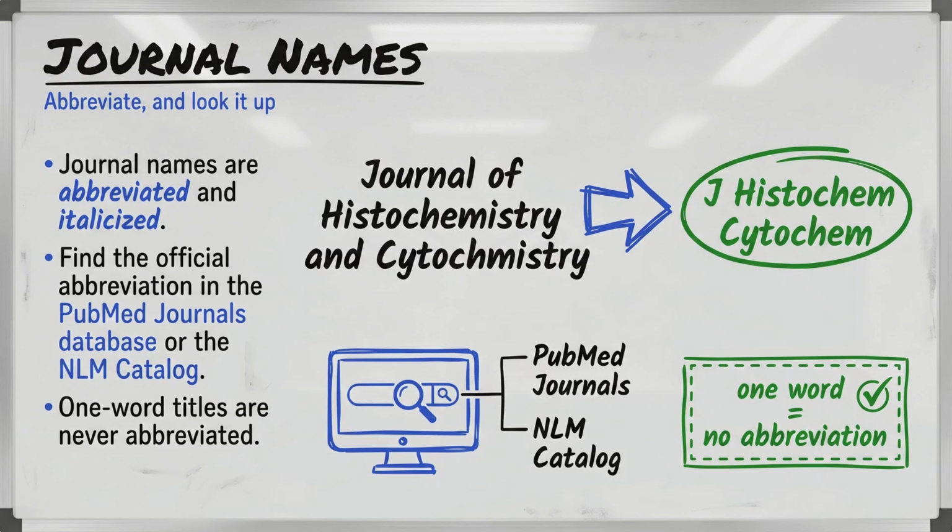Journal names are always abbreviated and always italicized. You do not have to guess the abbreviation, and you should not invent it. Look it up in the PubMed Journals database or the NLM catalog, where every journal is listed exactly as it should be abbreviated. For example, the Journal of Histochemistry and Cytochemistry becomes J Histochem Cytochem, period. The one exception, a journal whose title is a single word is never abbreviated.